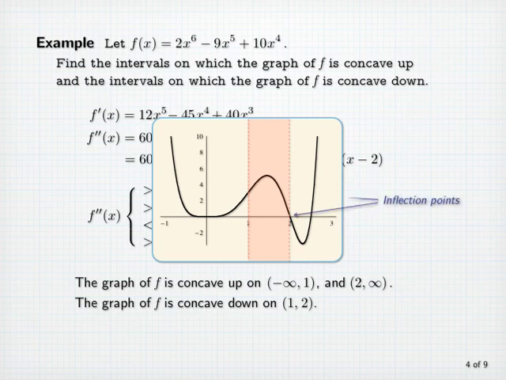The points on the graph where the concavity changes from up to down or down to up are called inflection points. In this graph, there are the points (1, 3) and (2, 0).